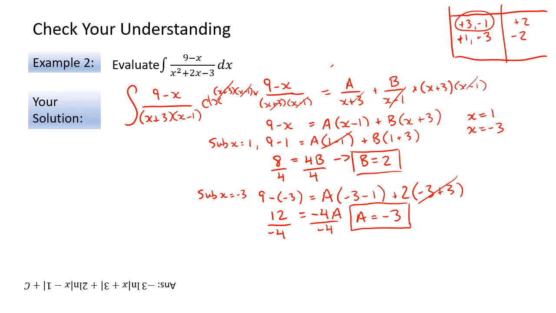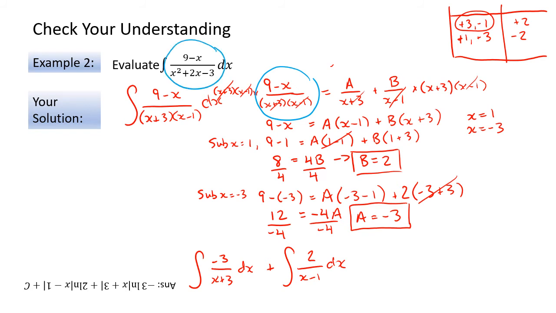So what this means is that we can rewrite our integral as the integral of a, negative 3, over x plus 3, plus b, which is the integral of 2 over x minus 1. Replacing the 9 minus x term that you can see in the integral with the equivalent partial fractions.